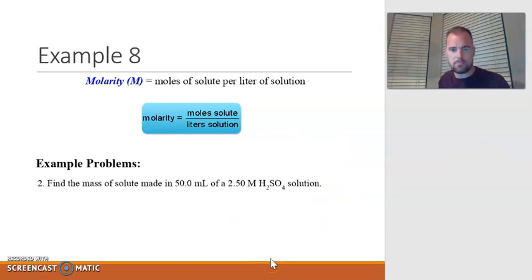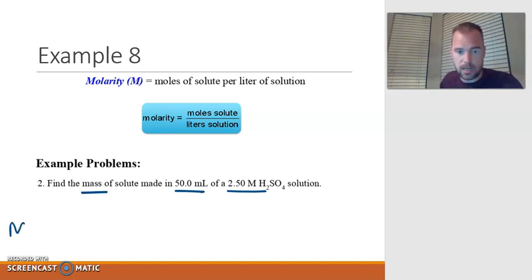So I keep the same equation up here so we can have that as a reference. Now we're looking at example 8. It says find the mass of solute made in 50 milliliters of a 2.50 molar solution of sulfuric acid. So this time I'm actually given the molarity and I'm given the volume. I'm asked to figure out then what would the mass be.